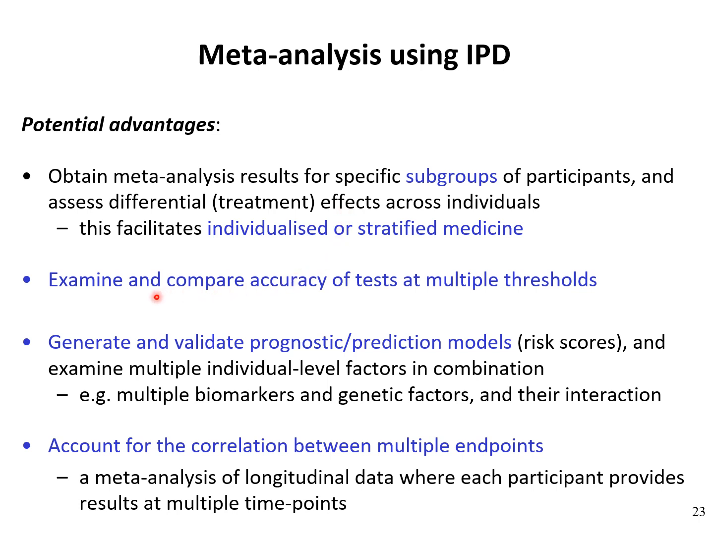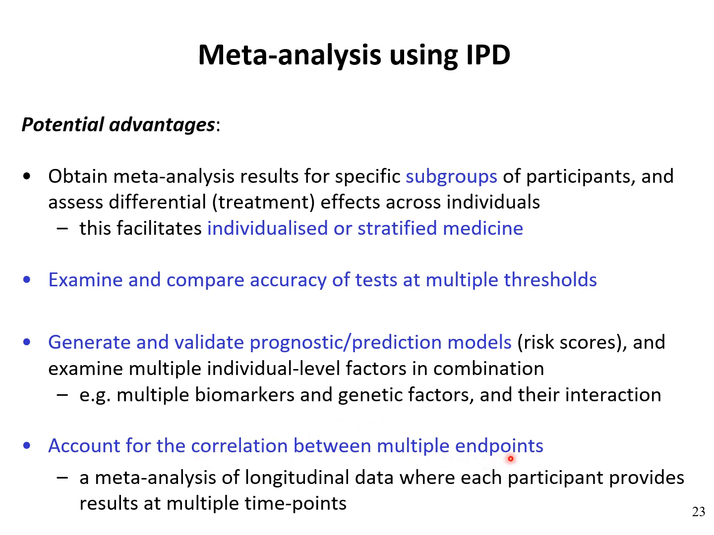better analyses in other areas, like looking at the accuracy of diagnostic tests, comparing tests, looking at the test results at multiple thresholds, not just those thresholds reported in publications. We could maybe validate prognostic models or prediction models, sometimes known as risk scores, and maybe even develop new models based on the information that we've got available.